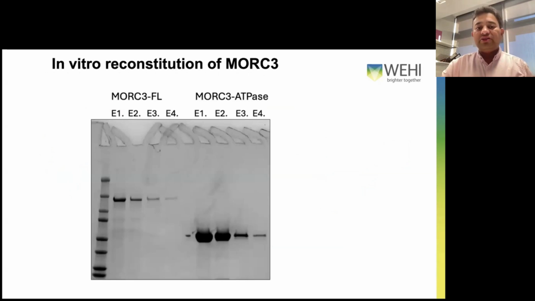So we first concentrated just on the MORC3, and now this is unpublished data. So we are now able to express and purify a full-length MORC3. And we also wanted to make a comparison to its ATPase domain.